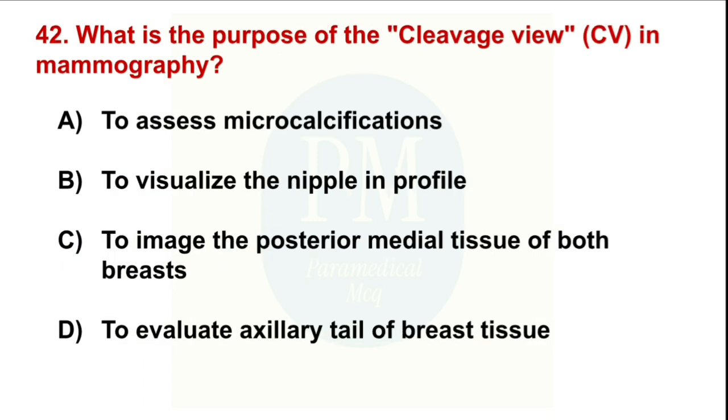What is the purpose of the cleavage view CV in mammography? Option A, to assess microcalcifications. Option B, to visualize the nipple in profile. Option C, to image the posterior medial tissue of both breasts. Option D, to evaluate axillary tail of breast tissue. The correct option is option C, to image the posterior medial tissue of both breasts.